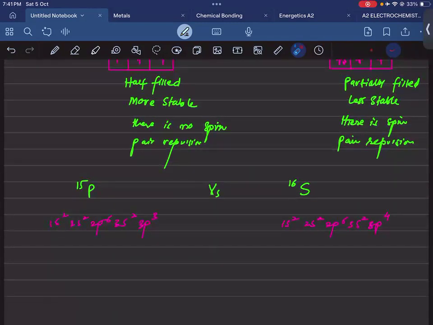On the basis of this information, we can say that sulfur has lower ionization energy than phosphorus. According to the trend we have discussed, sulfur's ionization energy should be higher as it is on the right hand side of the periodic table.